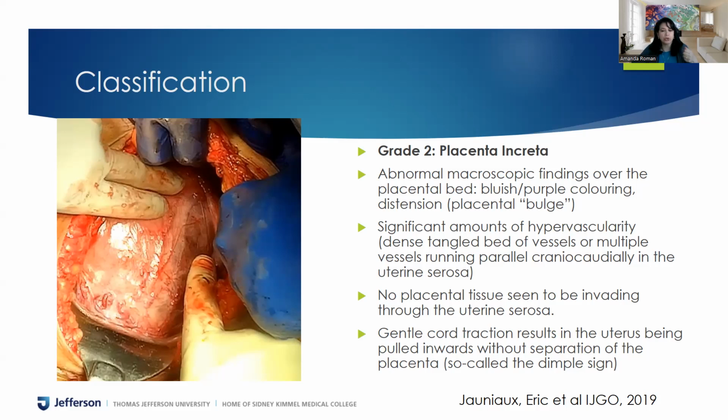And if you try to do gentle traction, the uterus will kind of pull together with the placenta, and it will create the dimple sign. Sometimes you can even have an inversion of the uterus when trying to remove this placenta.